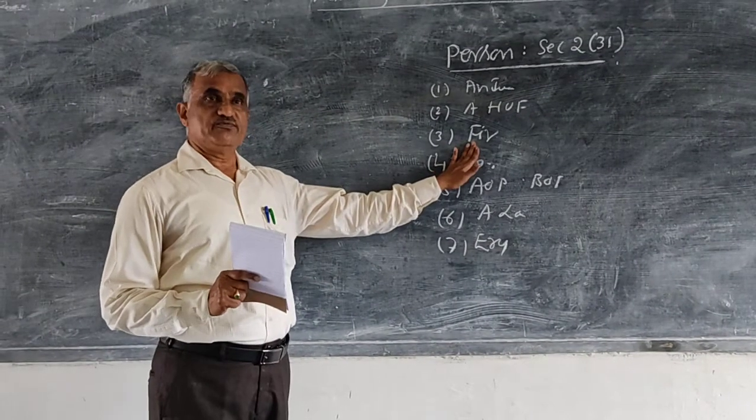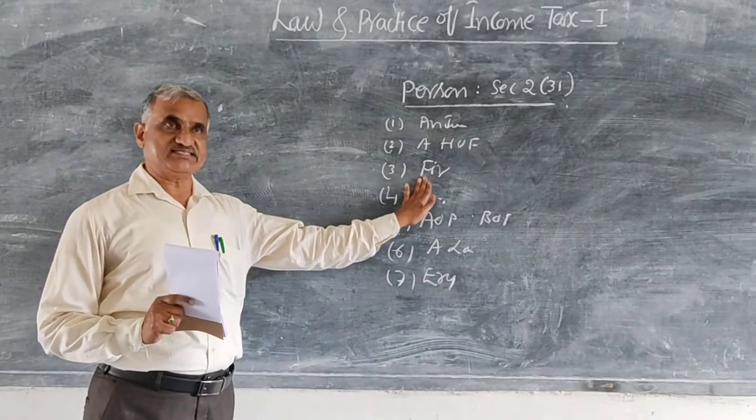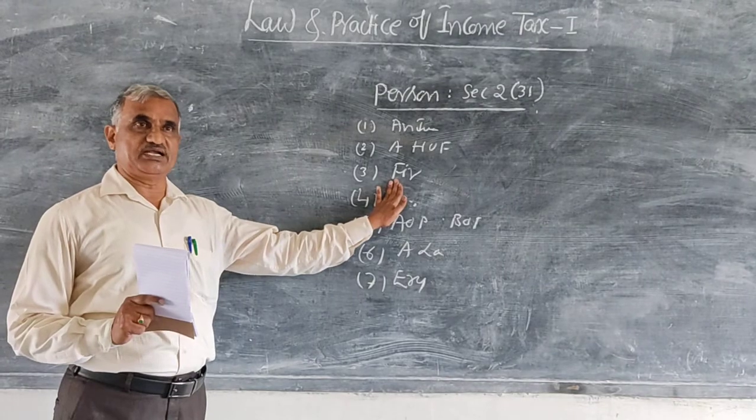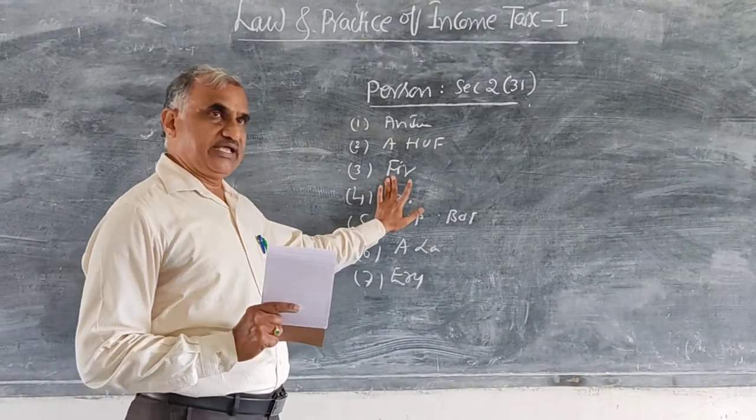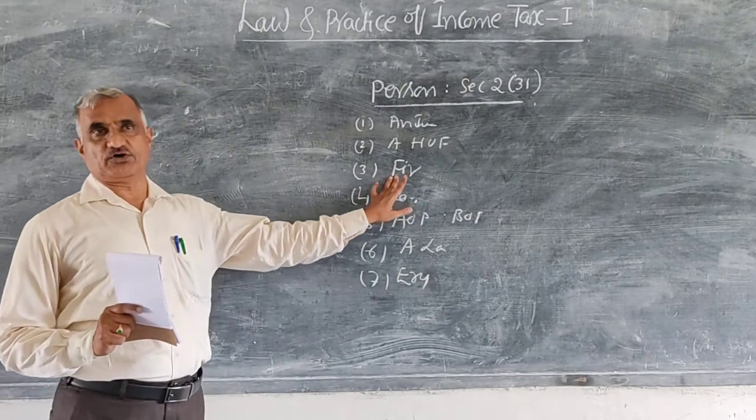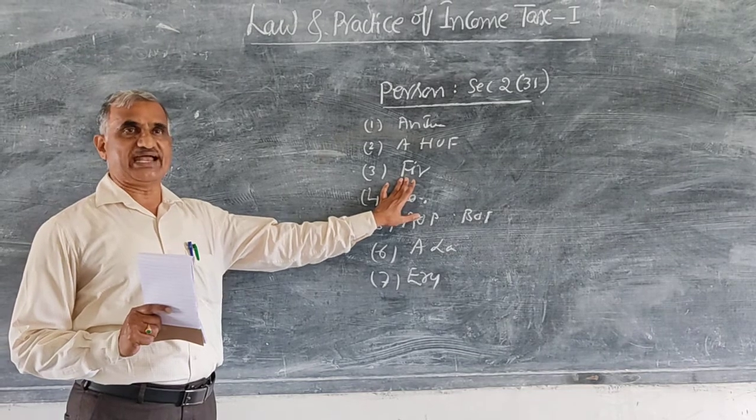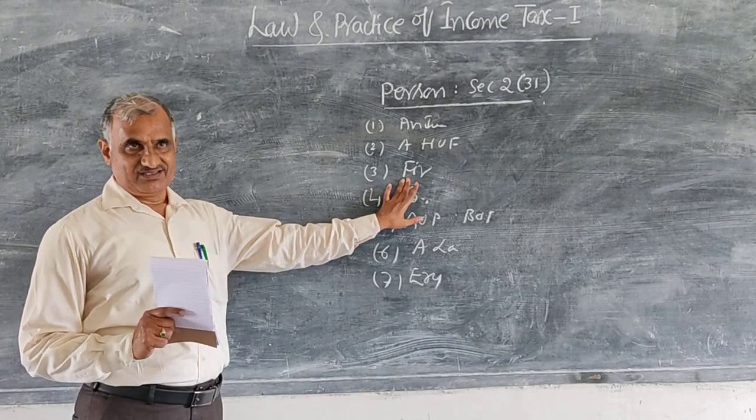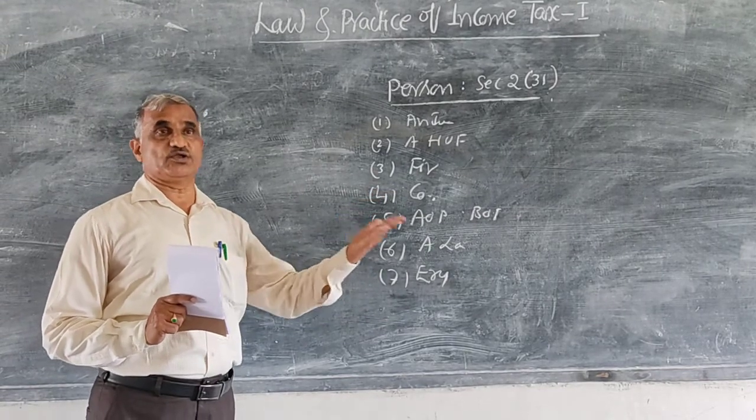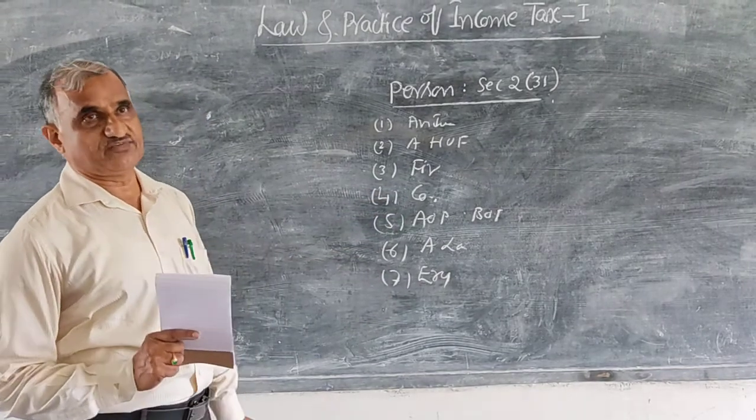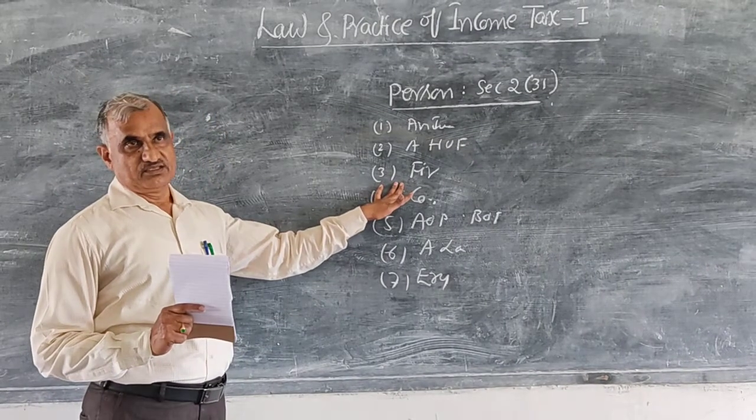Then a firm means partnership firm. So a partnership firm means a firm established under the Indian Partnership Act of 1932 or a limited liability partnership firm established under the Limited Liability Partnership Act 2008. Then what is the meaning of the partnership firm? So you have to refer to section 4 of the Indian Partnership Act of 1932. So there you will find the meaning of the firm.